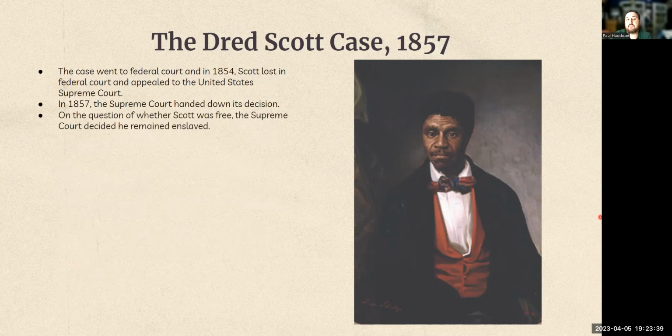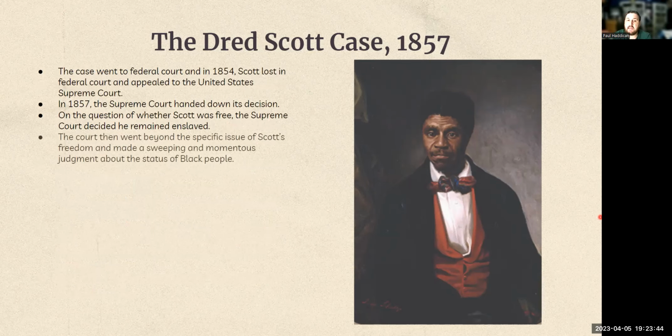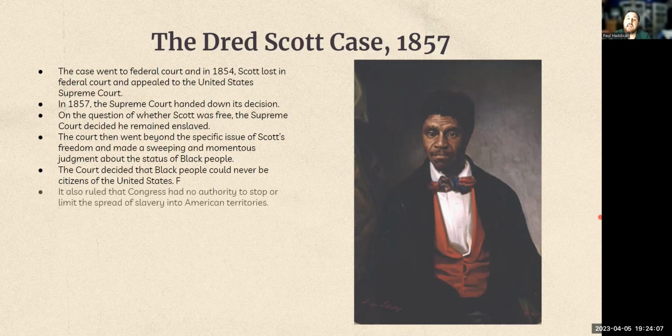And when he appeals again, he'll go to the Supreme Court, and they'll issue their statement in 1857 on the question of whether Scott was free. The Supreme Court decides he remains enslaved. They'll say that it doesn't matter if you go beyond a slave state or not, you're still a slave. Now they'll go further beyond that question and specifically say that the court shouldn't even have been considering this case, because Black people could never be citizens of the United States, and therefore they did not have rights as citizens, which means that they could not sue, they could not appeal their cases, and they should not have made it all the way to the Supreme Court.